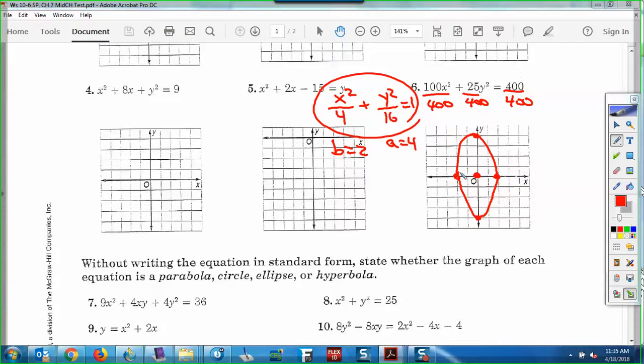ellipse. Oh, and then I did not take off any points on how good of a drawing it was for some of you.